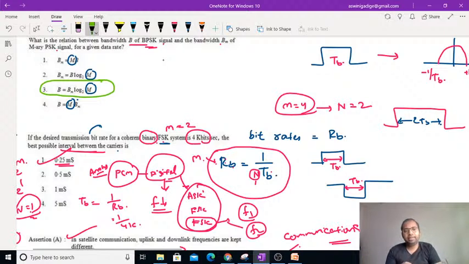So all of you understood this one, guys? Whatever explanation I have given right now, if you properly apply this concept, then you can solve most of the problems regarding digital modulation techniques, like ASK, PSK and FSK.